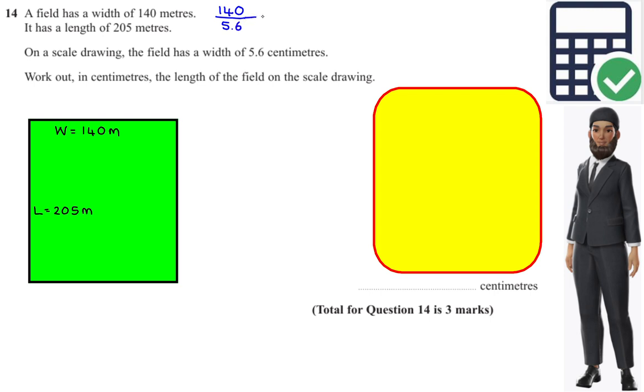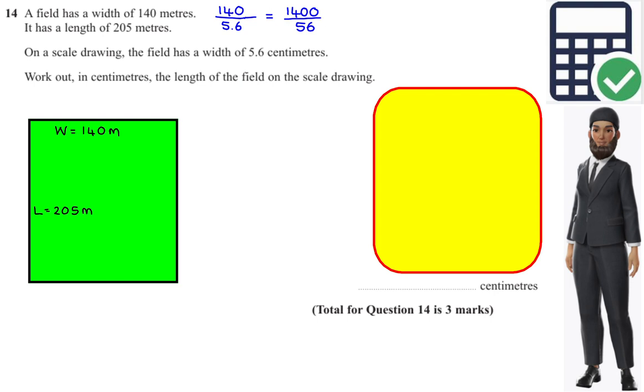Okay, so what we're going to do is see if I can simplify, times the top and bottom by 10. So this will give me something like 1,400 over 56. Now, by all means, you are more than welcome to use a calculator at this point. Just plug it into your calculator, you should get your answer.